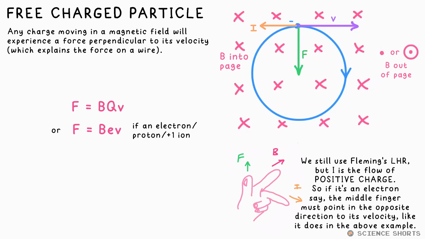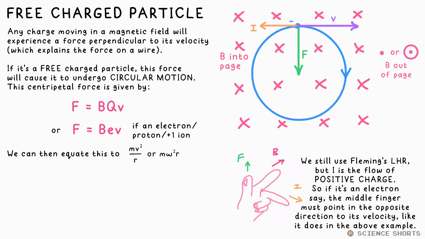Because we're thinking in 3 dimensions, you usually see the circular path drawn on the page. Then the field goes in or out of the page. That's represented by crosses or dots. As a circular motion, we can say that BQV equals mv squared over r, or m omega squared r, depending on whether you're dealing with actual speed or frequency in time period instead.